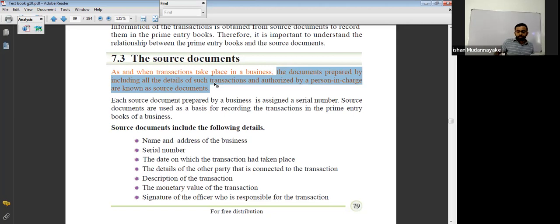And it requires authorization by someone else. In a source document, there is a signature of an authorized person. The document prepared including all the details of the transaction and authorized by a person in charge is known as a source document.